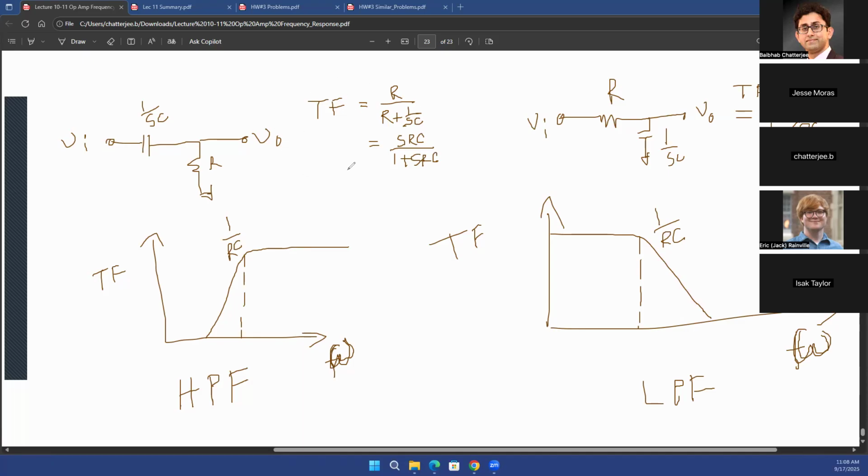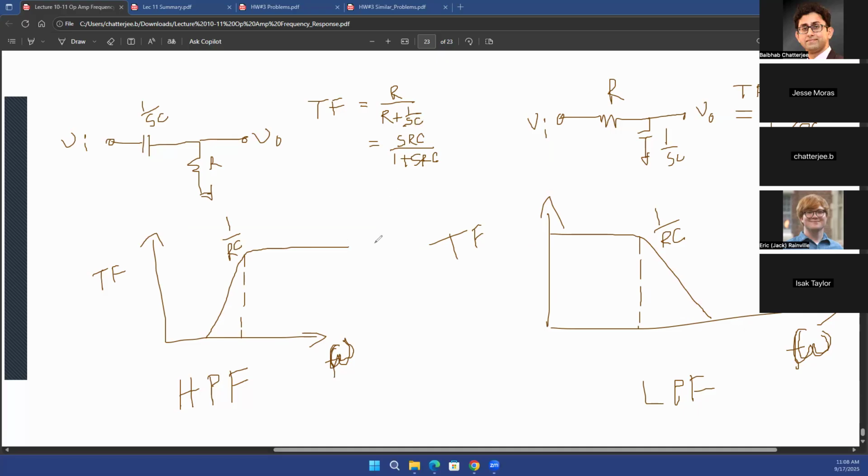Why is the left-hand side a high-pass filter? Again, put your omega equal to 0 or S equal to 0. Sorry, S equal to 0, so your 1 over SC term becomes infinitely large. So R divided by R plus infinity, that's what you'll have at 0 frequency. So that's why at 0 frequency, you have R divided by R plus infinity, which is equal to 0.